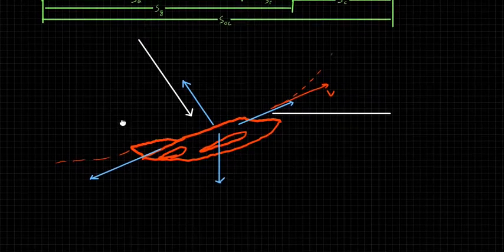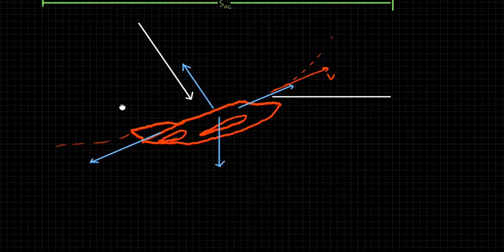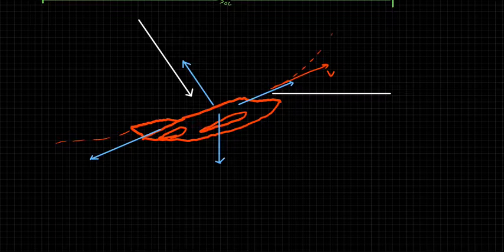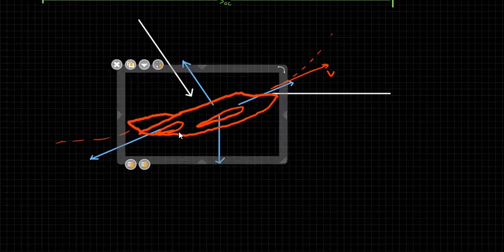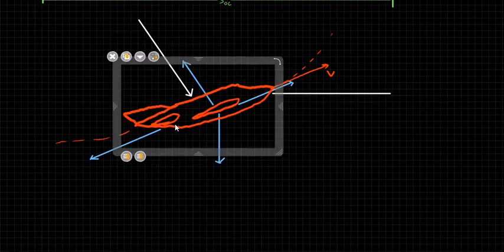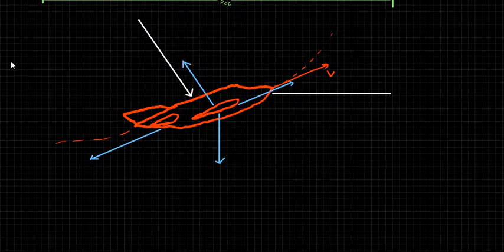So here we have this nice free body diagram. Let me label a couple things on it. Okay, so this white line here is the horizontal, and you'll notice this red dashed line is tracing a curve.